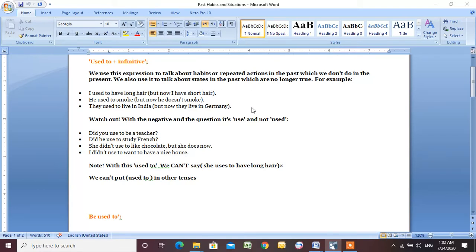Now, watch out. With the negative and the question, it's use, not used. Why? Because you know that in the negative you have to put did. Because used to is always used in the past tense. So that's why when we want to change the sentences from the affirmative to the negative, we have to use did, and then that's why we change used to into use to.